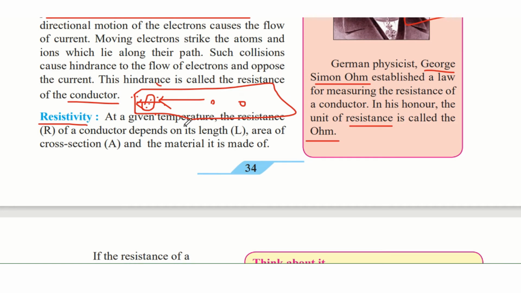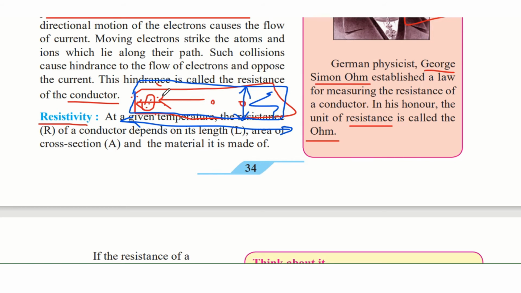At a given temperature, the resistance R of a conductor depends on its length L, area of cross section A, and the material it is made up of. Different conductors are made of different materials, and therefore they all have different types of resistance. This resistance depends on the length. For example, if this is our conductor, then the resistance would depend on the length, that is this much. Then it will also depend on the area of cross section and what material it is made up of.